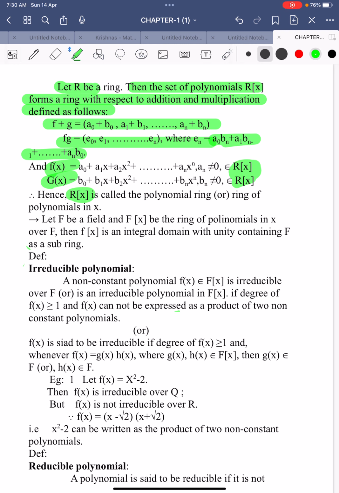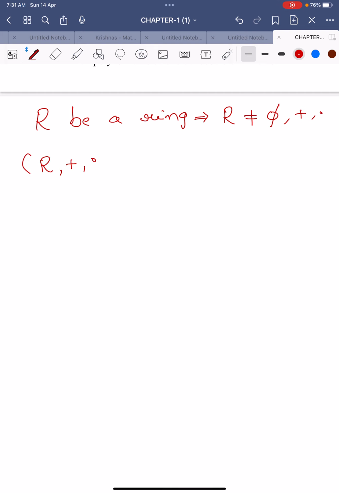Then R of x is called polynomial ring, or ring of polynomials in capital X. So let us explain that. Let capital R be a ring. Everybody knows the definition of ring. Ring means this capital R is a non-empty set together with two binary operations, addition and multiplication, and it is said to be a ring if it satisfies three properties.